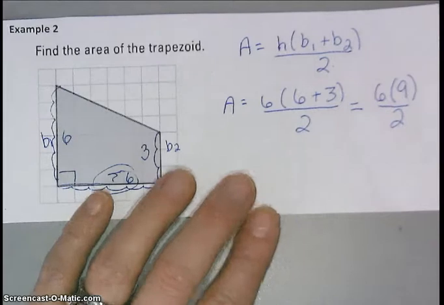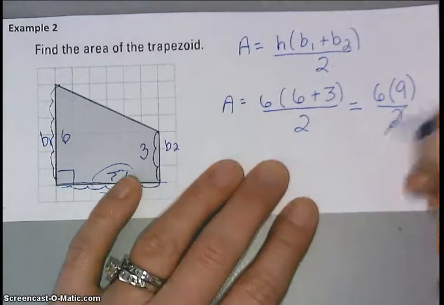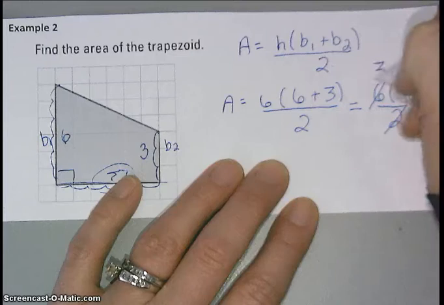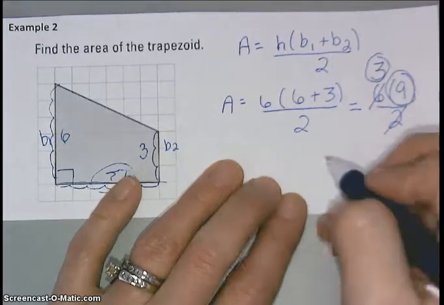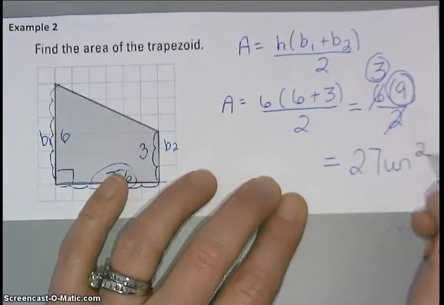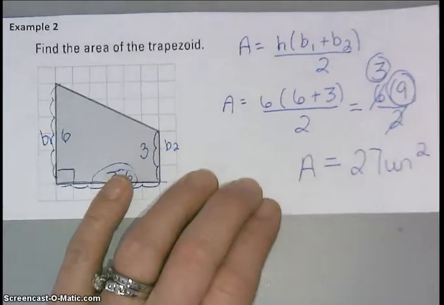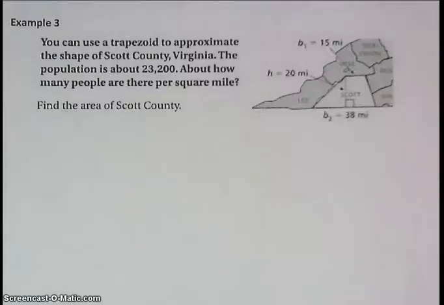Once again, we ask ourselves, can I simplify? Yeah. 2 goes into 6 3 times. I have a 3 and a 9 left over. So I get 27 units squared is the area for that trapezoid. Okay, let's look at example 3.